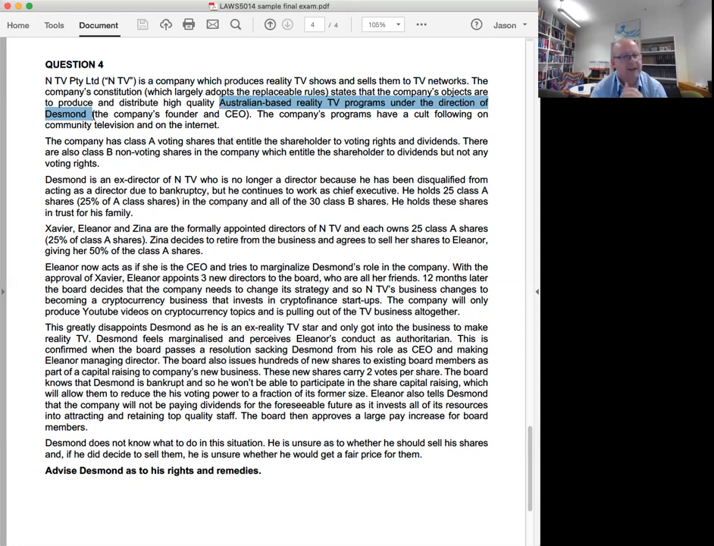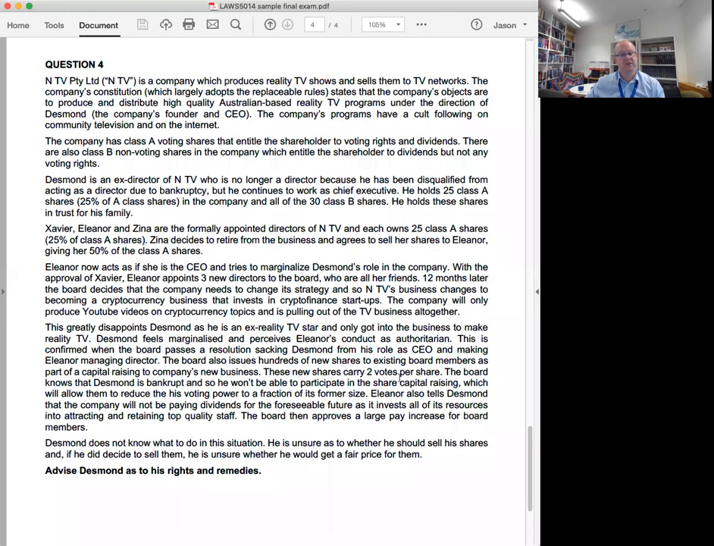All right, but issuing the new shares is a different issue. So maybe in your answer you'd say advising Desmond with respect to being sacked as CEO, advising Desmond with respect to the change in the nature of the company's business, and advising Desmond with respect to the issue of the new shares. So issuing the new shares to existing board members. So, of course, Desmond is not a board member, so he doesn't get to participate.